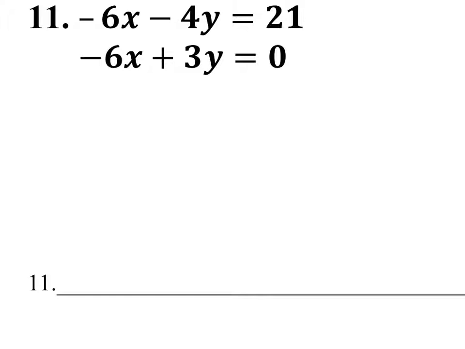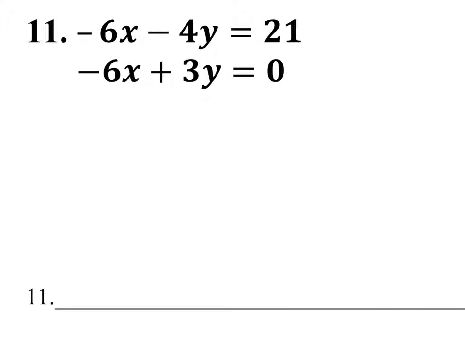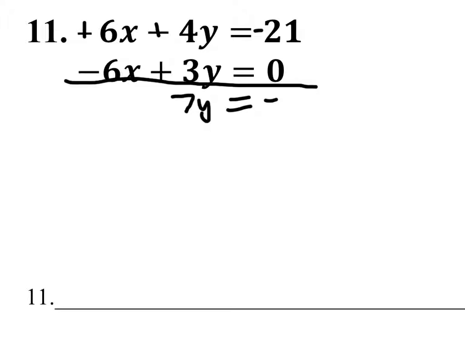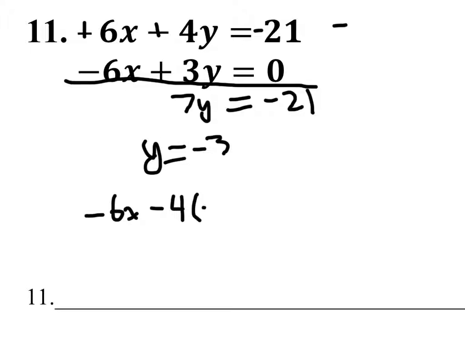So we have to make... Okay, so the y's aren't the same, so we have to make the 6's. So we're going to put... So you have to make all those, and then... Okay. So this would be 7, and this would be negative 21. So then it makes y negative 3. And then you do negatives. It's negative 6x minus 4 times negative 3 equals 21.